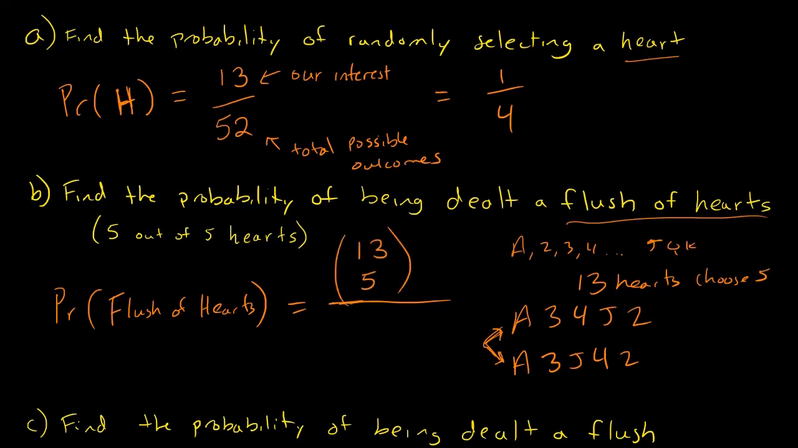You have 13 hearts and you are choosing 5 of them, and that's how you will count the total number of ways that you can arrive at our event of interest, getting a flush of hearts. Okay, now what's the total number of possible outcomes?